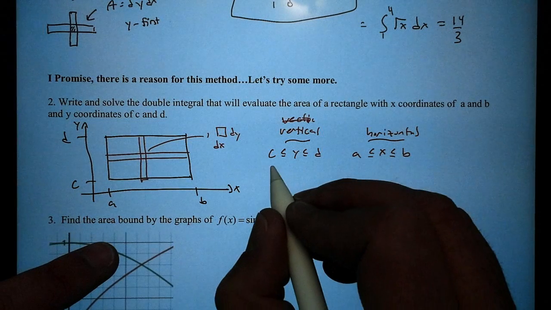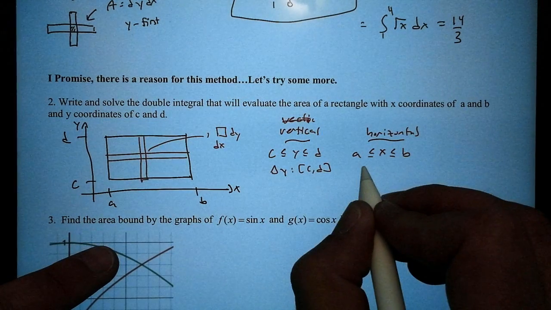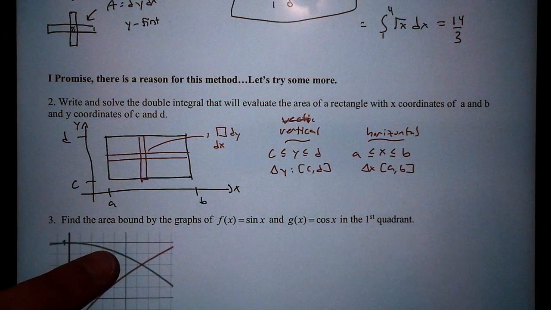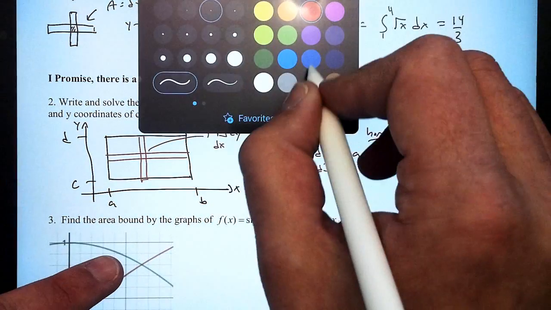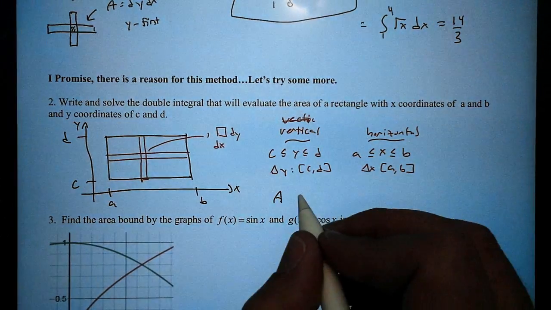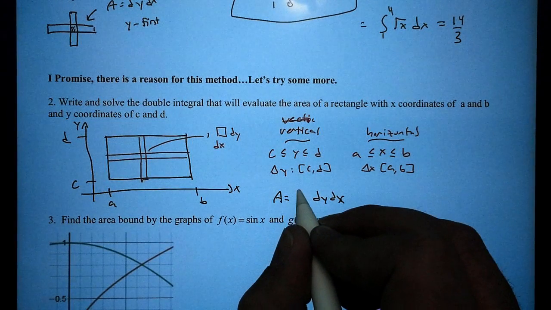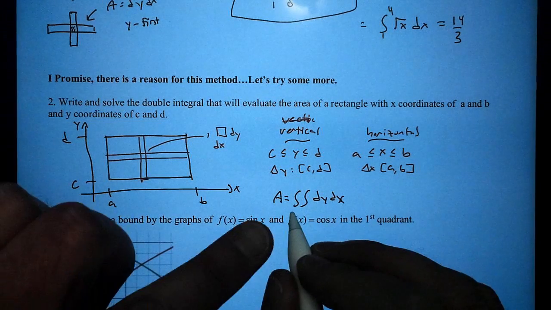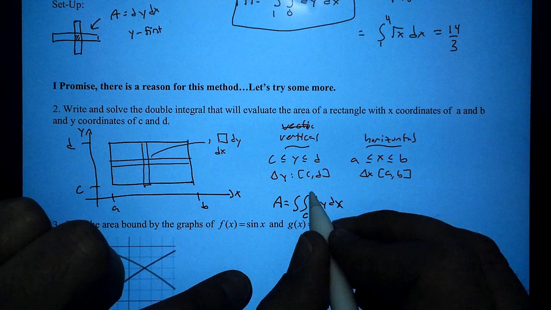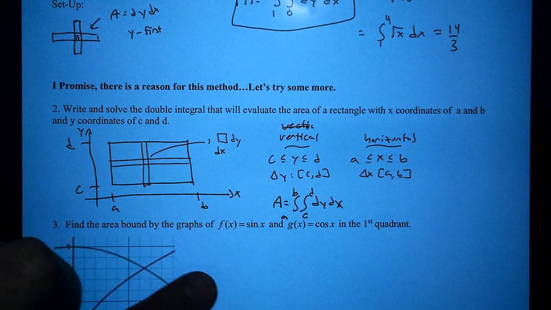Now you can write it this way, or you can write delta y is from c to d, and delta x from a to b. You can write either way like that. So if I want to find the area of this rectangle now, and I'm going to choose y first, so dy dx, and I do my double integral. The y's are going to go from c to d, and the x's are going to go from a to b.